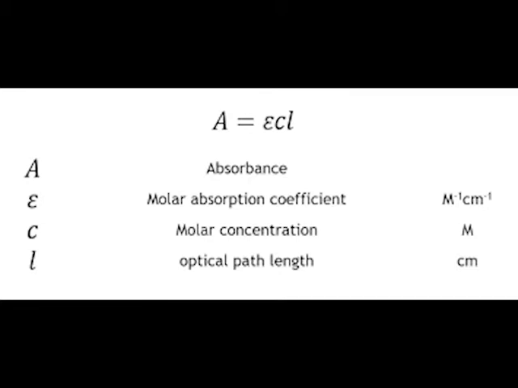Failing to zero the machine with the blank would skew your readings because known particles would not be taken into account. Epsilon is the molar absorption coefficient, which is a property of the species and is how strongly a chemical species attenuates light at a given wavelength.